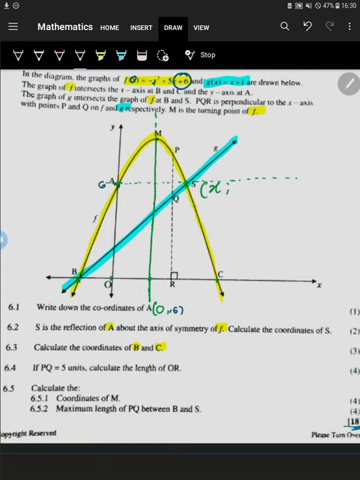Why do we know that? Because they told us it's reflected about the axis of symmetry, right? So it's in the same plane. So this is a 6. And we can substitute that into the equation that they have given us.